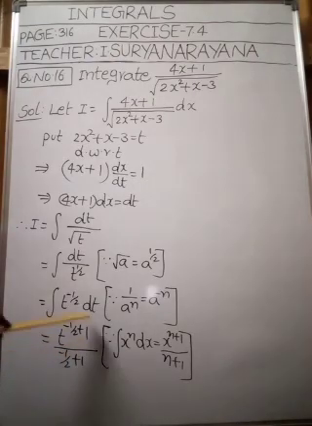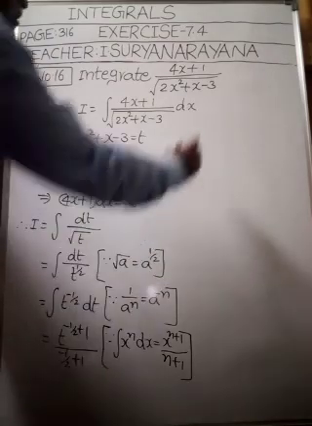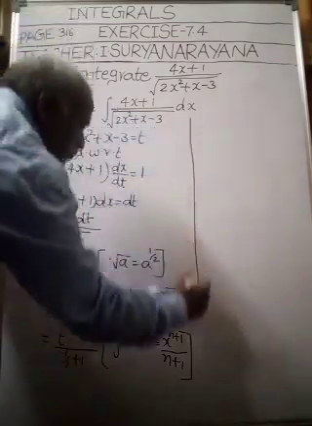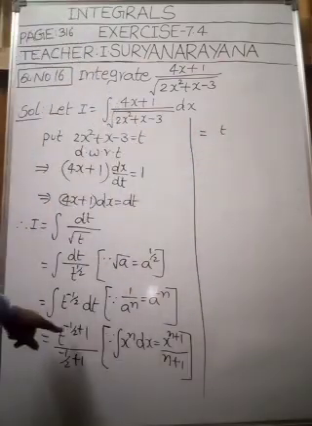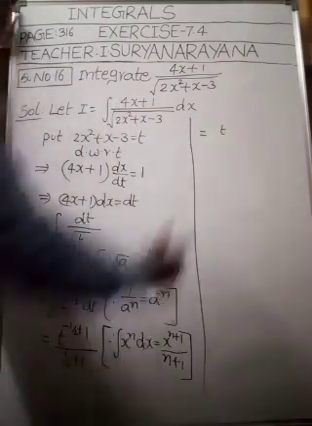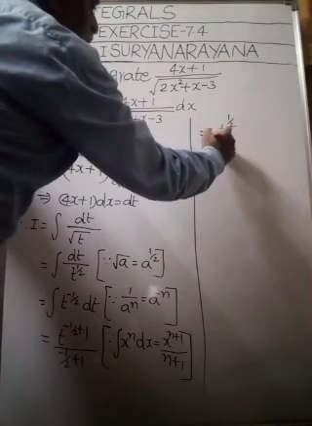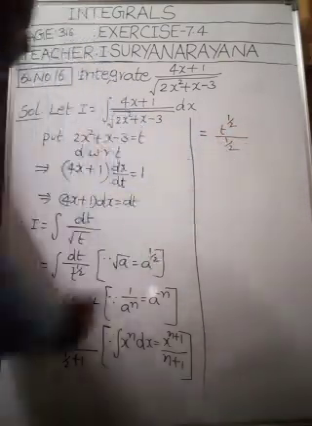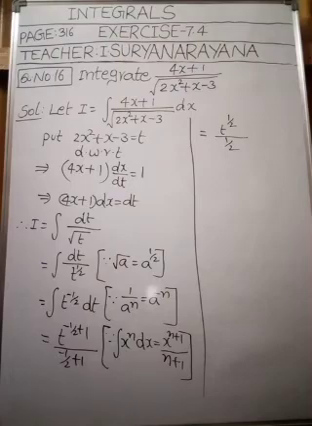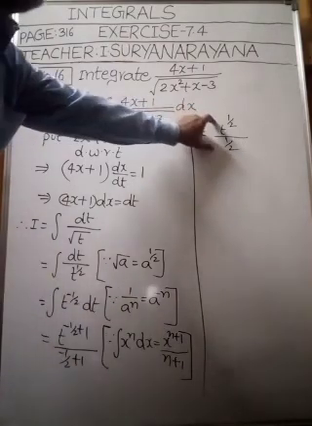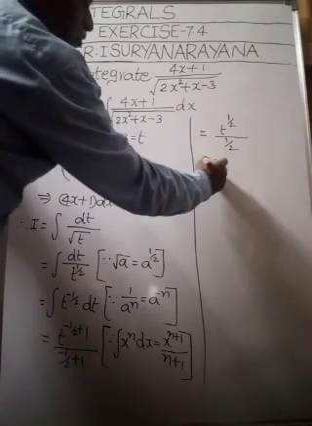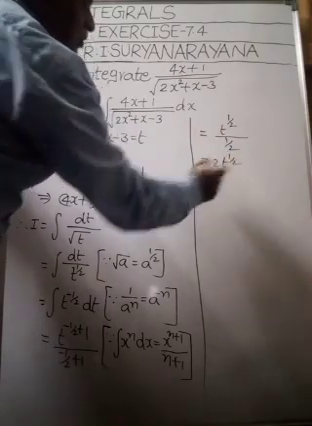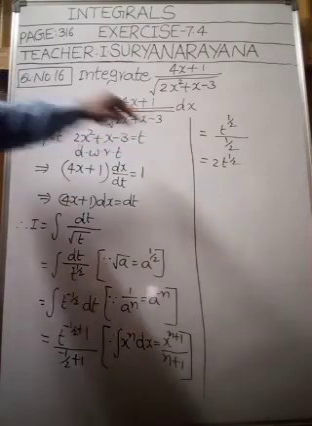Integration part is over. Now we have to simplify it. What will you get? T power minus 1 by 2 plus 1 is 1 by 2, and in the denominator also we get 1 by 2. Understood this step, my children? This is equal to, writing the reciprocal, 2 into t to the power of 1 by 2.